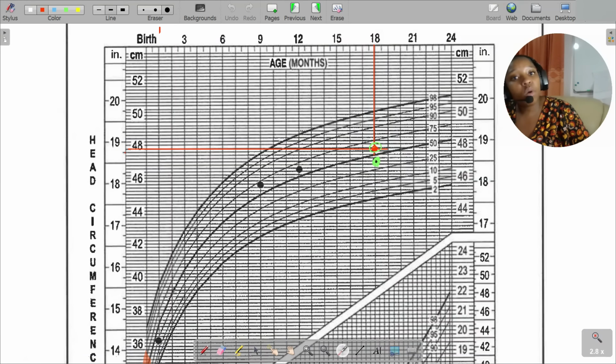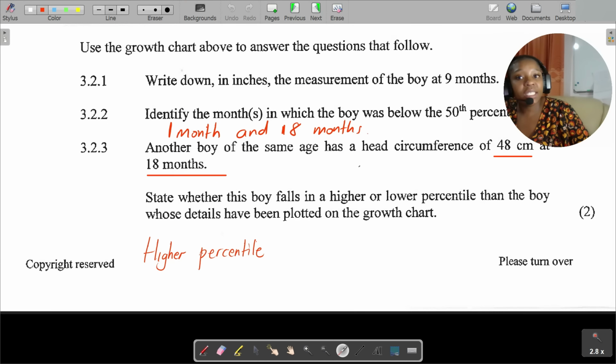Okay, so now if we compare it with the other boy, or the initial boy's measurement, what do we see? We can actually see that this other boy falls in a higher percentile than the boy whose details have been plotted on the growth chart.